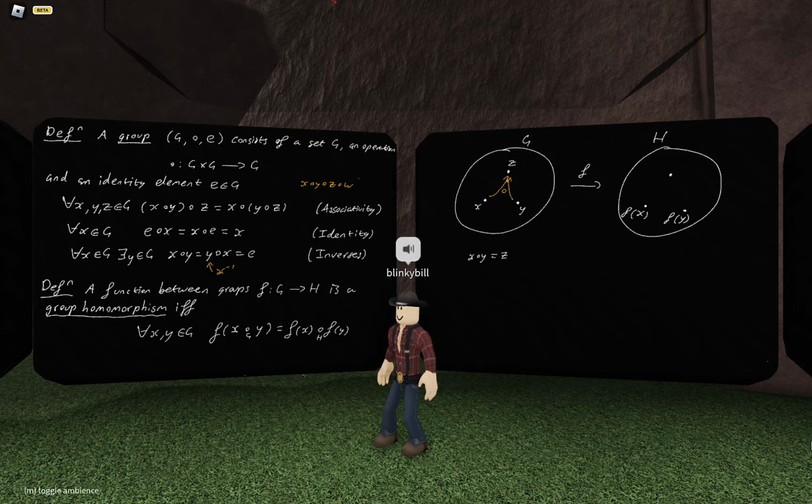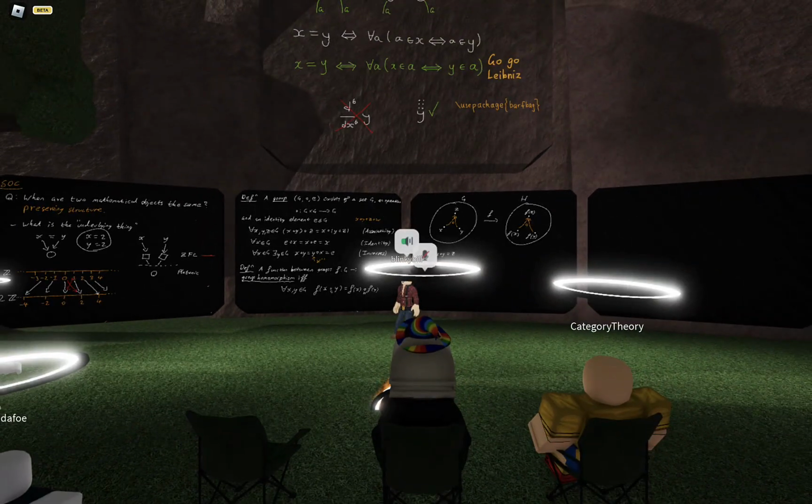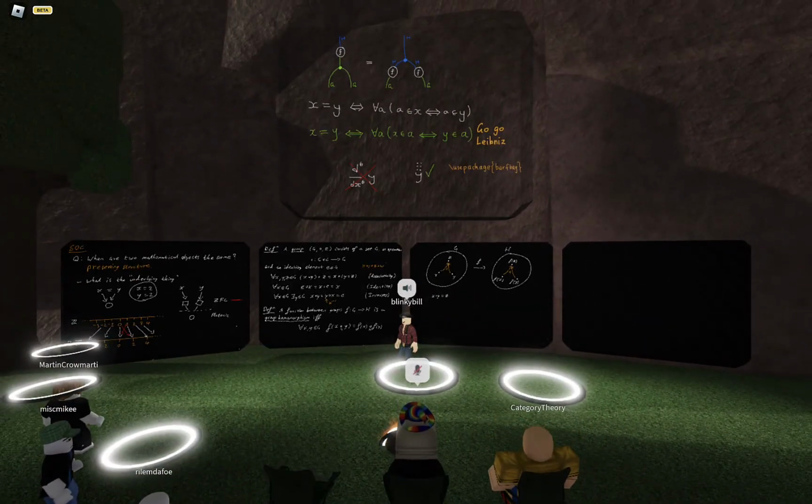And here we have F of Z. And they exist with the same relationship to each other. But I've relabeled them. They're not X, Y, and Z. They're F of X, F of Y, and F of Z. And there's the circle there, but remember, it's a different multiplication on the G side and the H side.